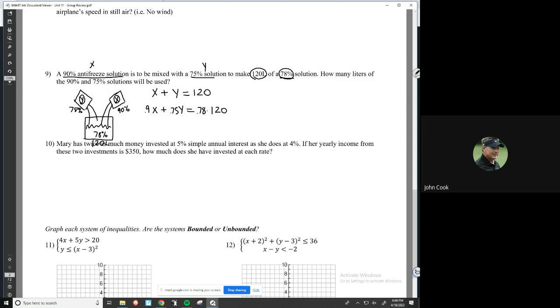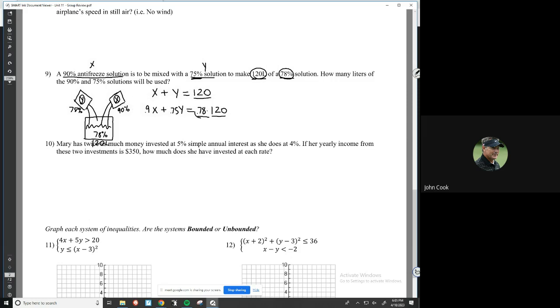This first equation is how much of each of the solutions is pouring in. What's the total going to be? That's one equation. For the other equation, you find out how much of it is actually antifreeze. That's where the percentages come in handy. The percentage of X, 90% in this case, gives you the amount of antifreeze that's in there. 75% of Y is going to tell you how much antifreeze from the Y solution is in there. And then 78% of the total, 120, is going to give you the total amount of antifreeze in there. We can mess with these numbers just a little bit to make things simpler.